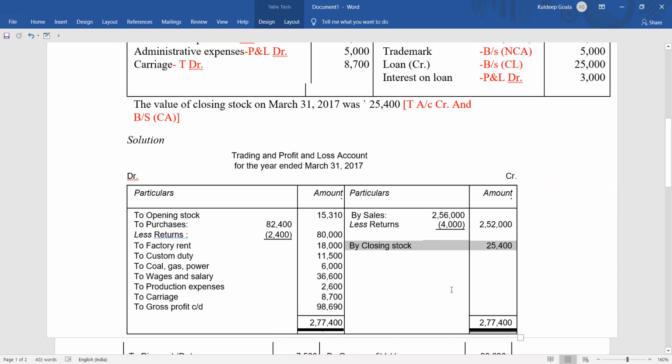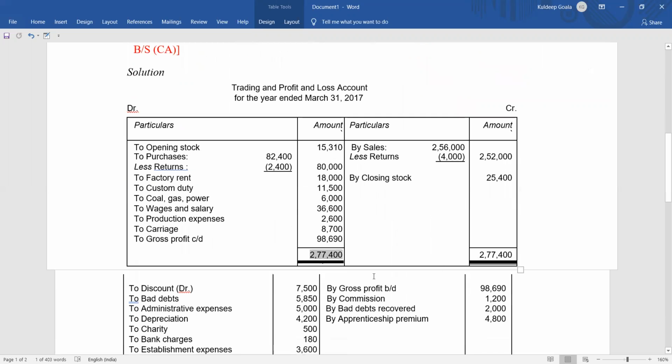Now once all the items are done, we can go for the balancing. And after balancing, you can see that the debit side total is less than the credit side. That means this is a gross profit. So we'll take the total of credit side on both the sides, and after deducting, you can see it is 98,690 rupees. That is gross profit carried down. Okay, you can even write down transfer to profit and loss account. That is also correct. So it will also come here in the profit and loss account as by gross profit brought down 98,690 rupees. Clear?